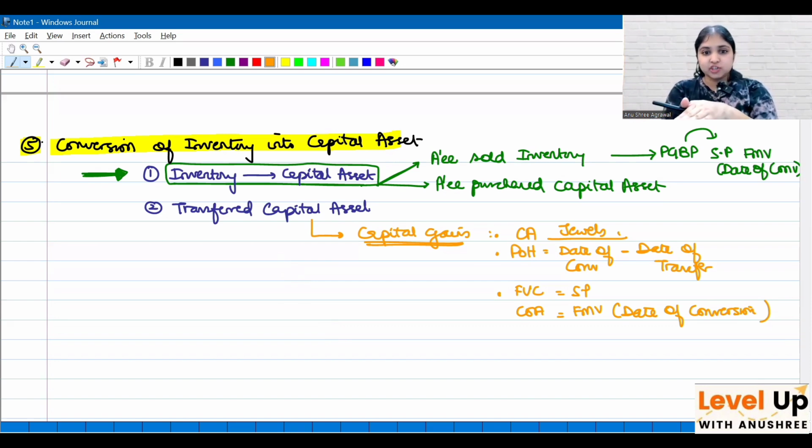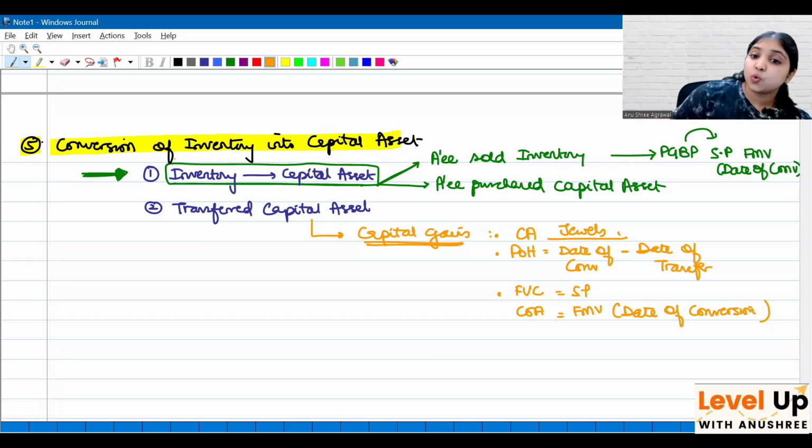But for this transaction, I'm asking you to imagine that there are two things. Inventory is converted into a capital asset, which means no more inventory, which means imagine I sold the inventory. What do I have in my hand? A capital asset. Imagine I purchased the capital asset. So on this date of conversion, imagine that I sold the inventory and purchased the capital asset.